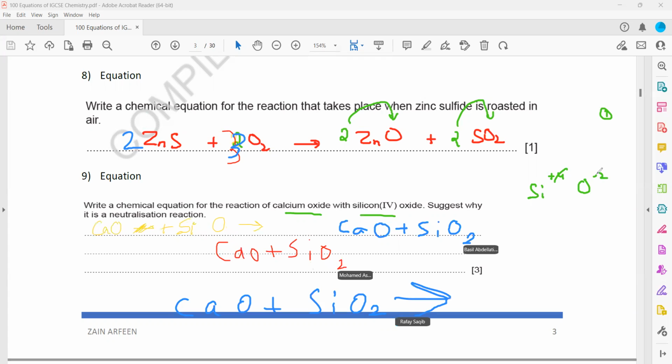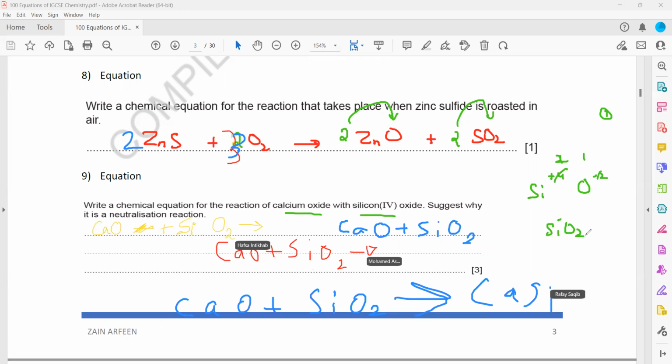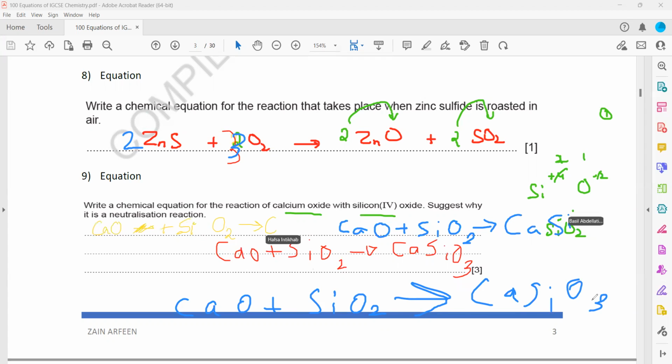So when we simplify this, it is 2 is to 1. So the formula of silicon oxide is SiO2, not Si2O4, because the formula should always be in the simplest ratio. So it will form a slag. Calcium oxide plus silicon oxide gives CaSiO3, which is known as slag.